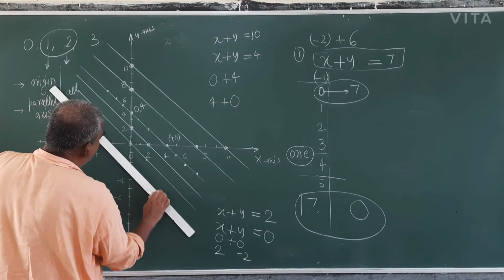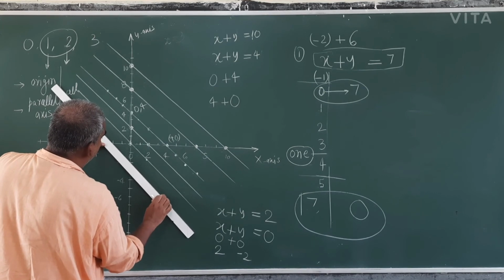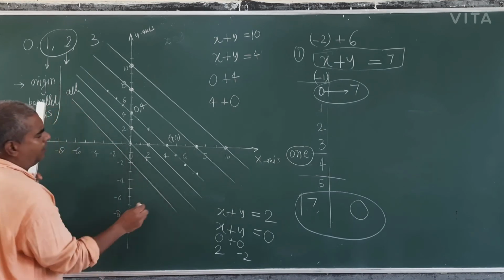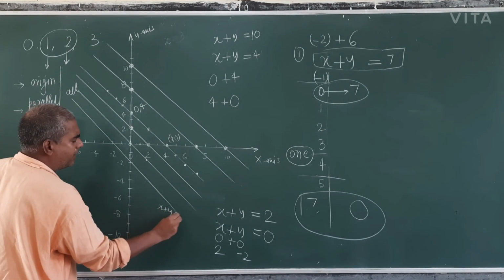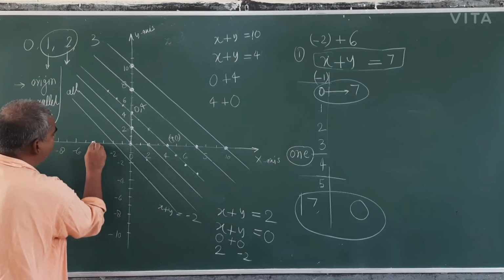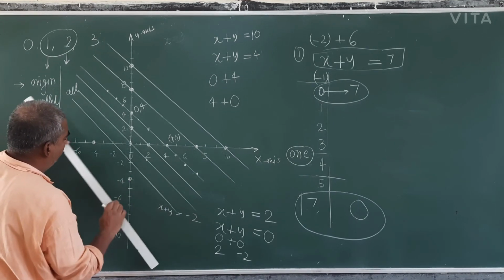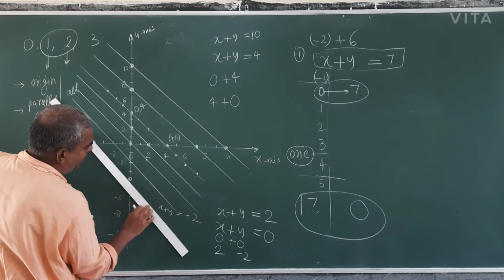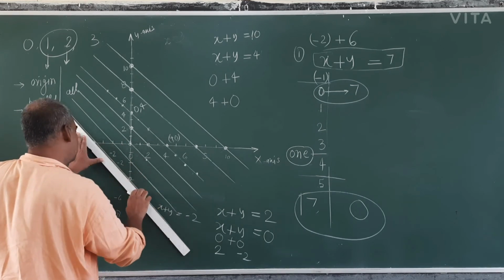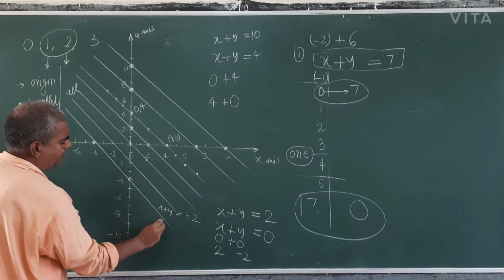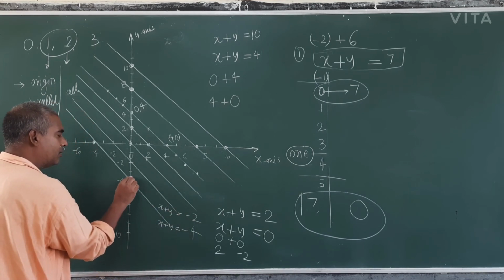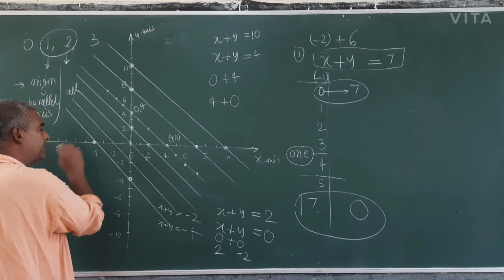What about this line? If you take minus 2 on both sides, this will be x plus y is equal to minus 2. What about minus 4 here and minus 4 here? That will be x plus y is equal to minus 4, because it cuts the y-axis at minus 4 and the x-axis at minus 4.